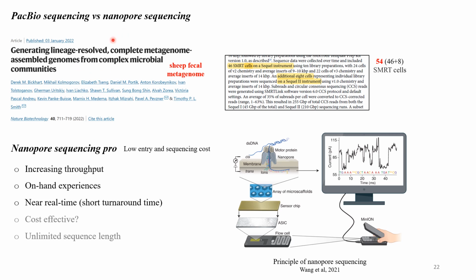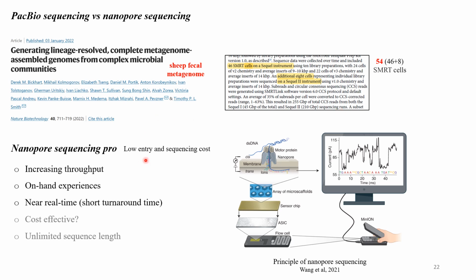Here is a study published in Nature Biotechnology. The authors used PacBio sequencing to generate high-quality MAGs from a sheep fecal sample. In total, 54 PacBio SMRT cells were used, which means a lot of sequencing cost. I don't think it is affordable for most research labs.